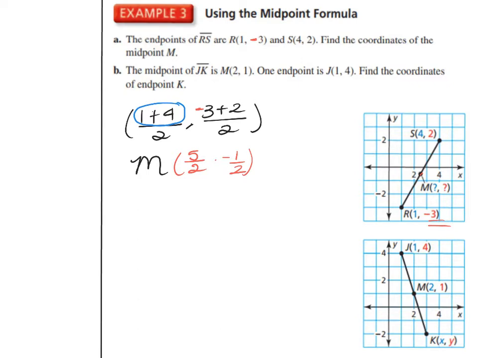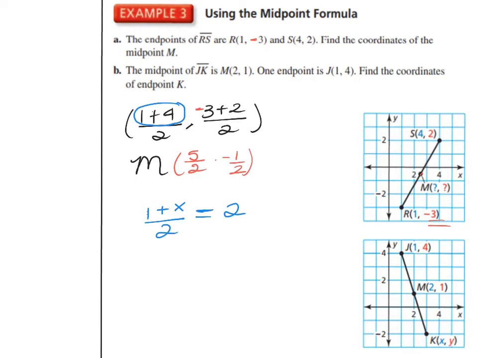So one endpoint is 1. That's my x. So 1 plus x. And I'm actually going to erase this parentheses. So 1 plus x over 2 is going to give me my x-coordinate of the midpoint. What's the x-coordinate of the midpoint? 2.